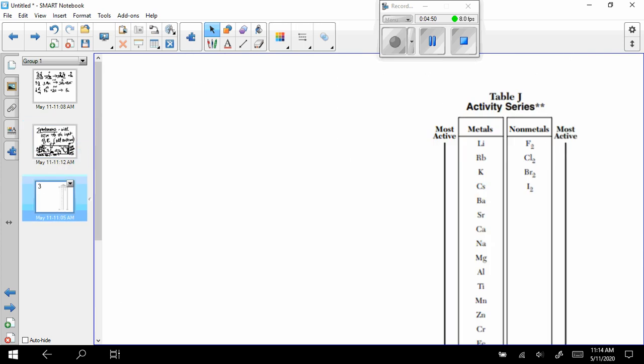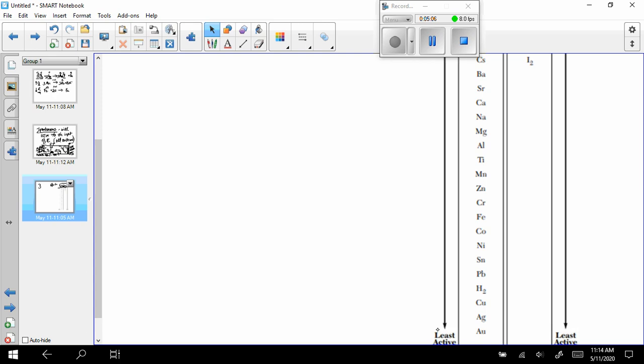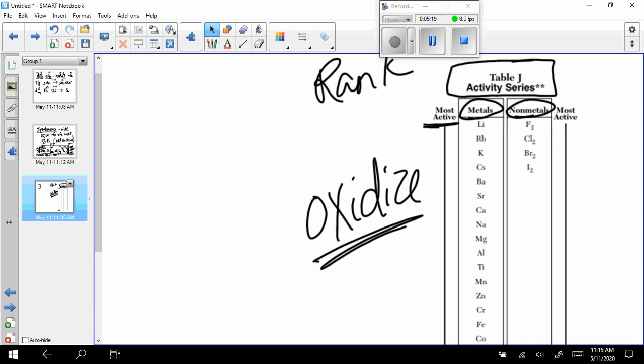Let's look at Table J. Table J is called the activity series, and this is basically a ranking of metals on this side, nonmetals on this side, and it tells you most active all the way down to least active. So on the left side here are my metals, and so these are the most likely to oxidize. So I want to spend a little bit of time only looking at the left side.